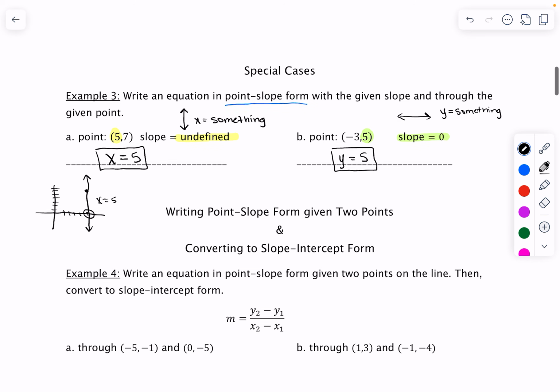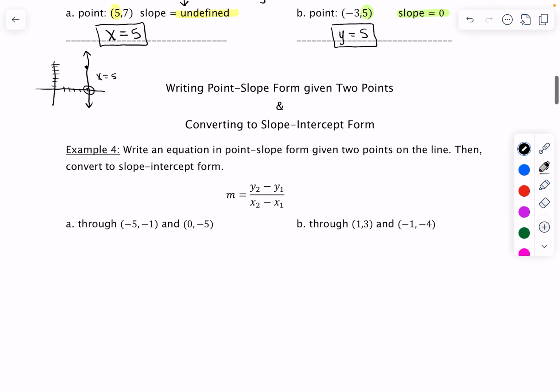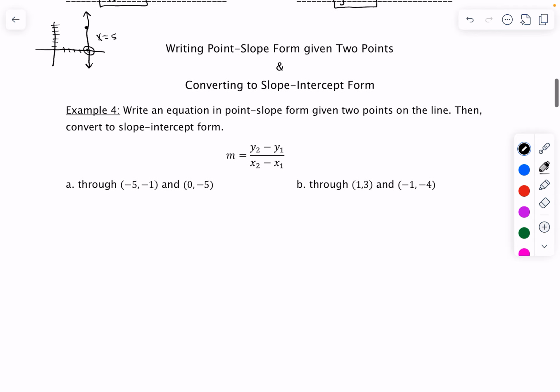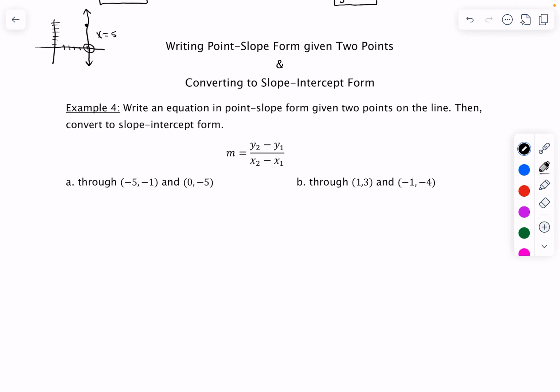I also want you to be able to write point slope form if I just give you 2 points on the line. So if I give you 2 points on the line, then I want you to be able to find the slope and then write it into point slope form. Then this direction also says, then I want you to convert to slope intercept form. So we're going to start off with the first direction, which is write an equation in point slope form given 2 points on the line.